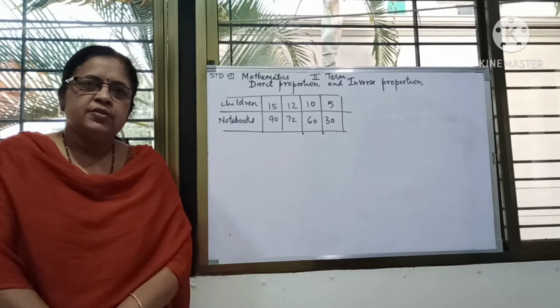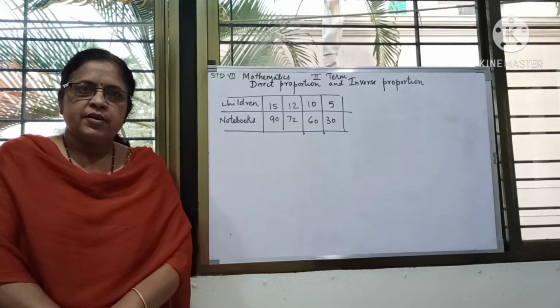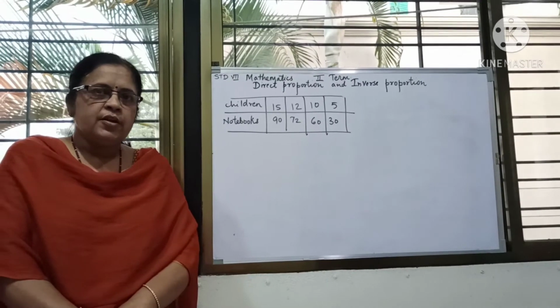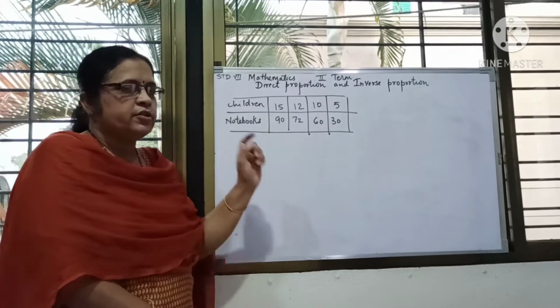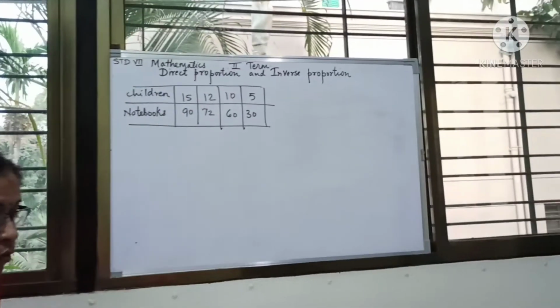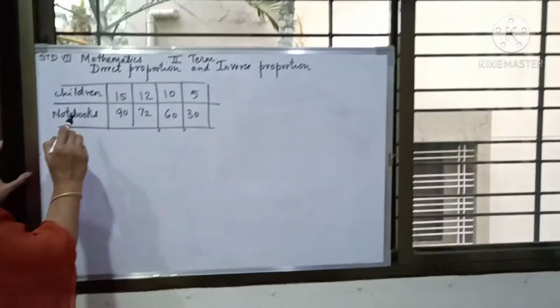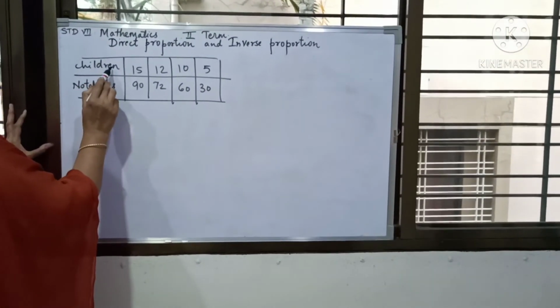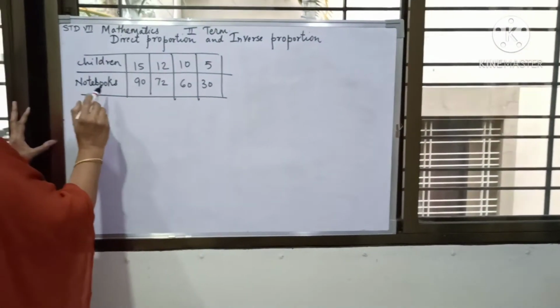Our subject is Mathematics Standard 7. Our chapter is Direct Proportion and Inverse Proportion. Now, look at this table. Number of children and number of notebooks.